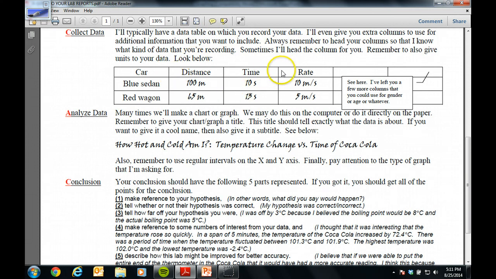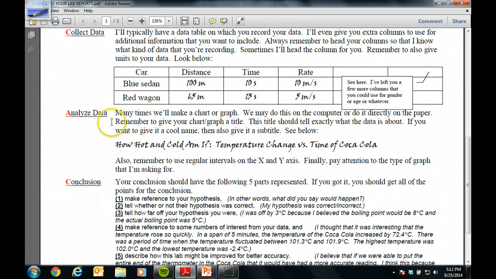So we've talked about how to use a ruler and many different aspects of collecting data, but where do we do it? We usually put it in a data table. Then we're going to talk about analyzing data. Basically, that can be summarized as putting it into some kind of chart or graph. And then we will talk about the 5 things that should be in your conclusion.